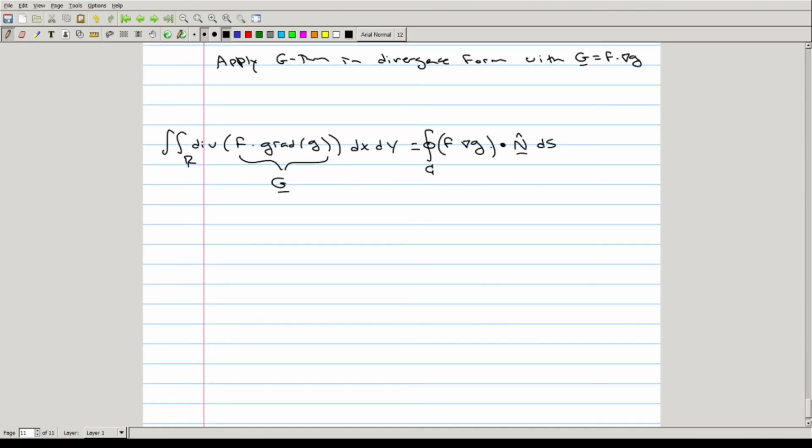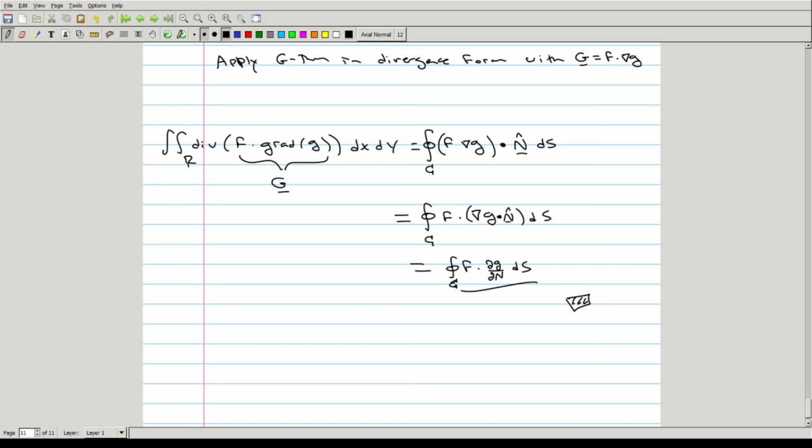That's the contour integral of this, which is the same thing as the closed contour integral of f times the gradient of g dotted with n hat, which is exactly equal to the closed contour integral over C of f times partial g partial n, because this is the definition of the directional derivative in the direction n. And this concludes the proof of Green's first identity.